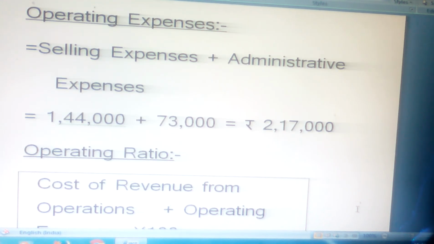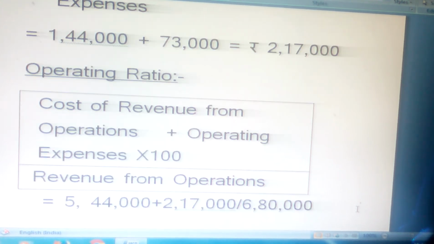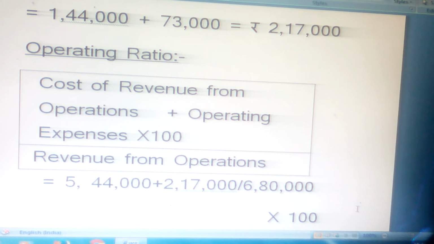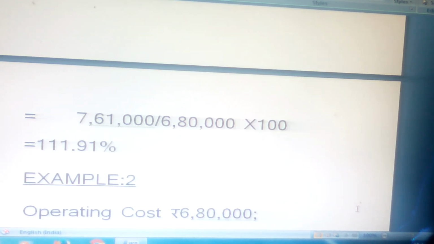Now substitute in the formula: operating ratio equals cost of revenue from operations plus operating expenses divided by revenue from operations into 100. We know our cost of revenue from operations is 5,44,000, plus operating expenses, which we just got, 2,17,000, divided by revenue from operations 6,80,000, into 100. When you add together, we get 7,61,000 divided by 6,80,000 into 100. We get the percentage 111.91%. That is our operating ratio.